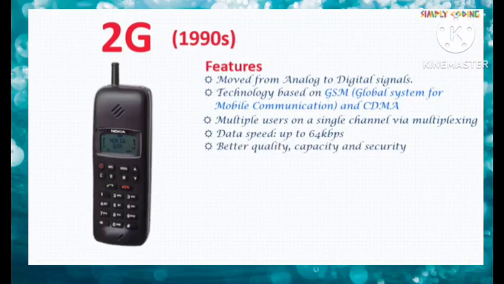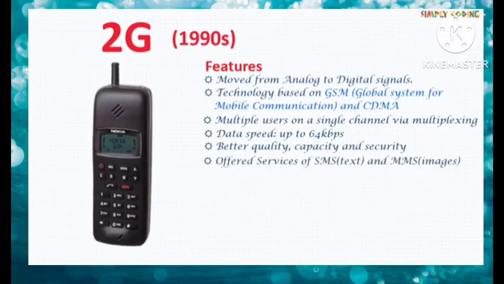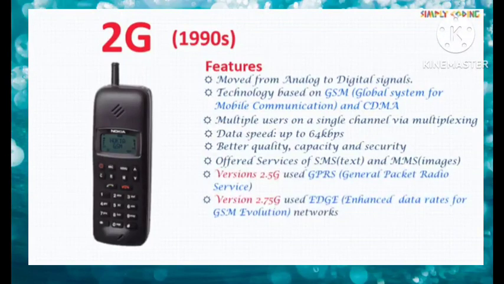It provided better quality and capacity. Security also improved. It introduced services such as SMS, which refers to text messages, and MMS, which refers to messages with a picture or a video. The later versions of this generation, called 2.5G, used GPRS, which is General Packet Radio Service, and 2.75G used EDGE, which was Enhanced Data Rate for GSM Evolution.